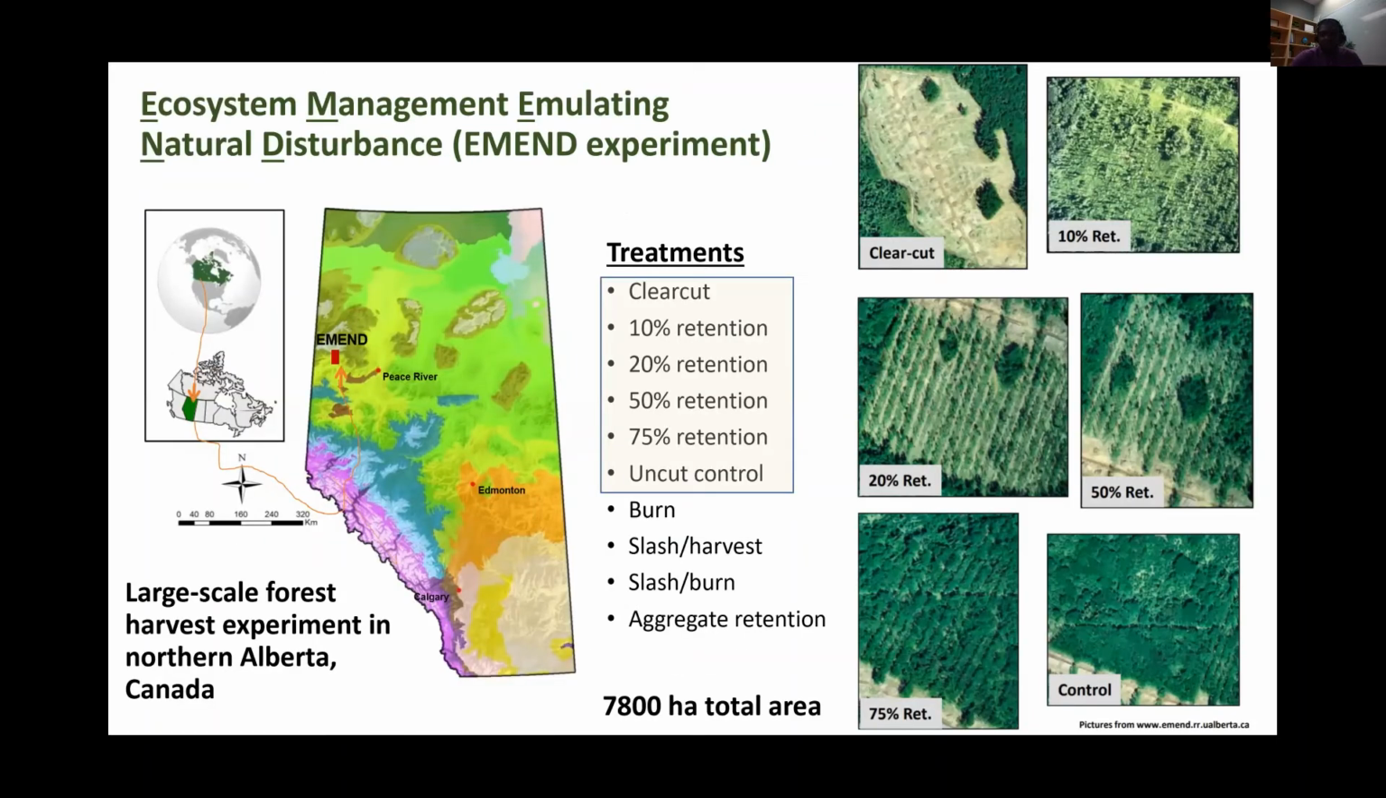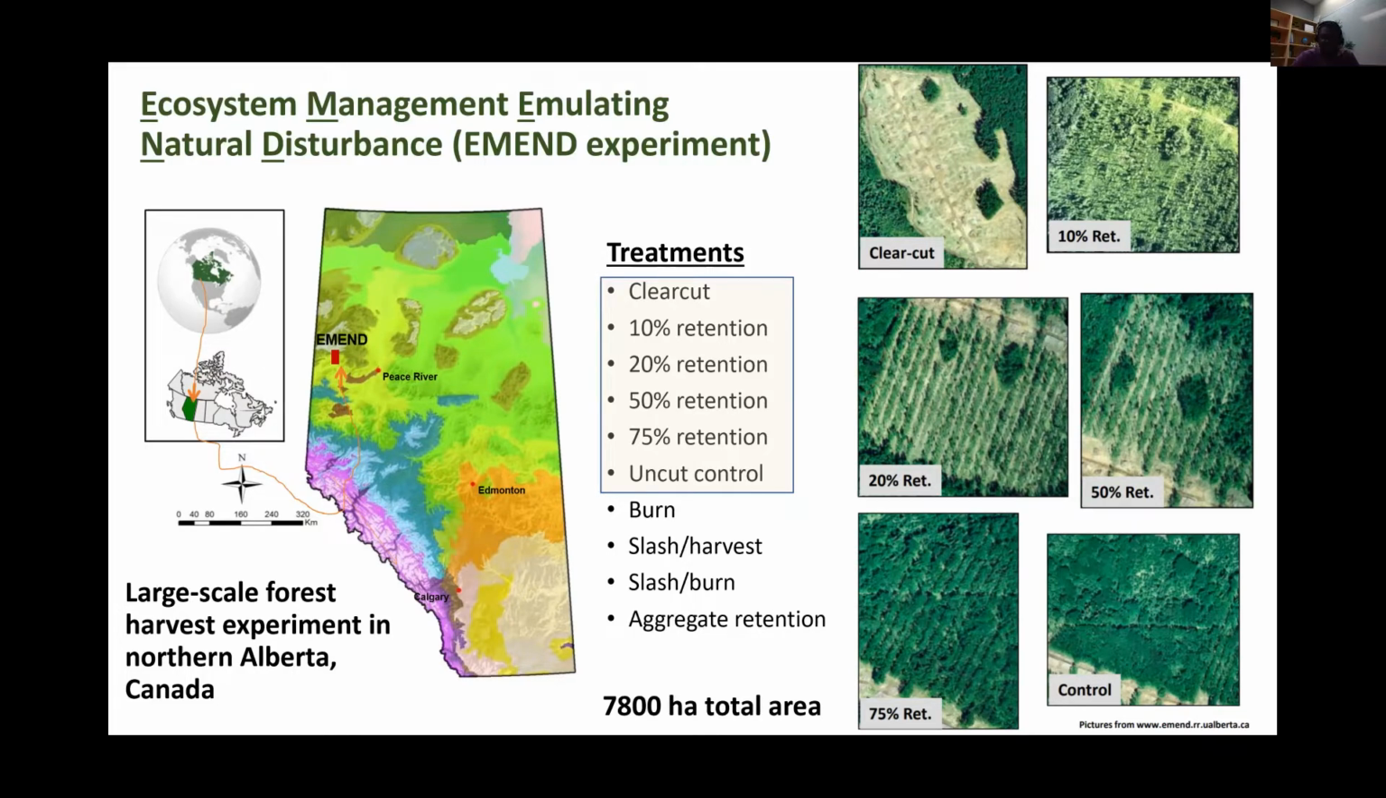So I take advantage of the forest harvest experiments from the Ecosystem Management Emulating Natural Disturbance experiment, acronym EMEND. EMEND is located in northern Alberta in Canada, and it's one of the largest forest manipulative experiments in forest ecosystems ongoing. It's close to 8,000 hectares in total area. And there are a suite of treatments.